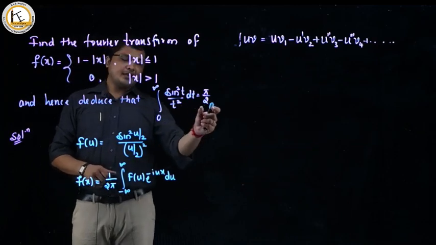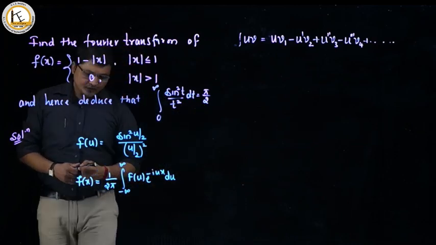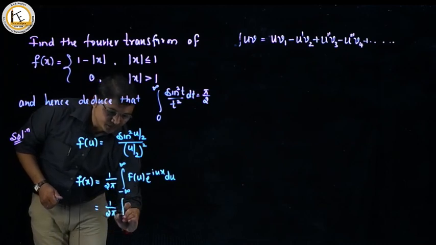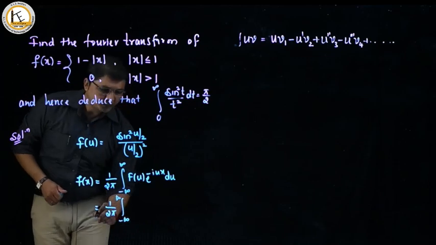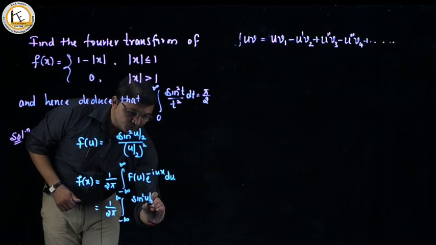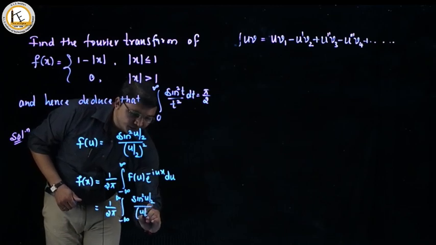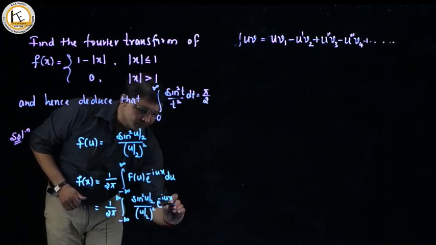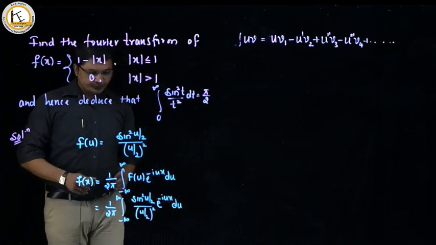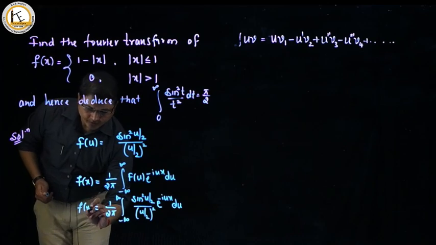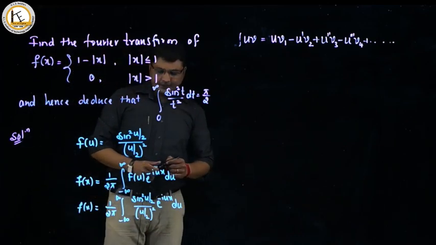So we need to get the answer pi by 2. Now substituting f of u here, it is 1 by 2 pi integral from minus infinity to plus infinity. f of u is nothing but (sine square u by 2 divided by u by 2, the whole square) into e raised to minus iux with respect to u. And this is the f of x, the given function we need to find here.